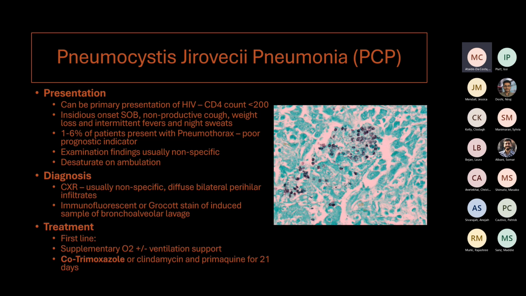And another key one, like COVID, they tend to desaturate on ambulation. And as we said, the diagnosis is a bronchoalveolar lavage after your chest X-ray. You can do a CT scan, and they'll have ground glass shadowing, and it is Grocott silver staining, which is what you see here on the right. It's either induced sputum or bronchoalveolar lavage, but I think they do prefer the bronchoalveolar lavage. And then what is your first line treatment? Sorry, I just really love the word lavage. It's a very nice word. Of course, they prefer a lavage rather than a sputum sample.